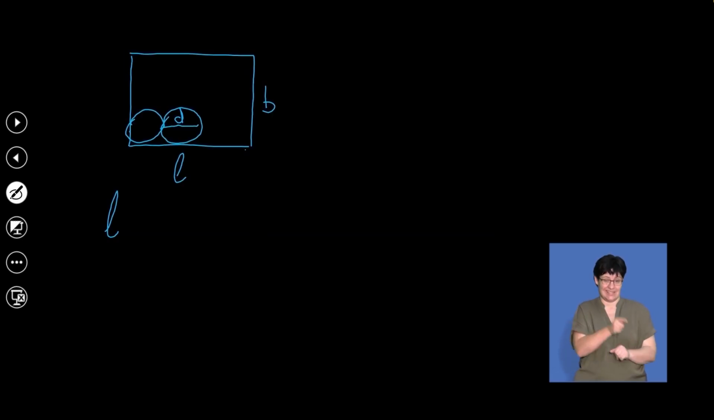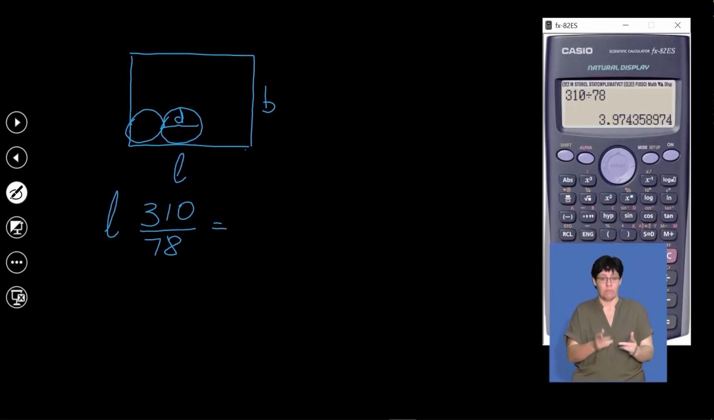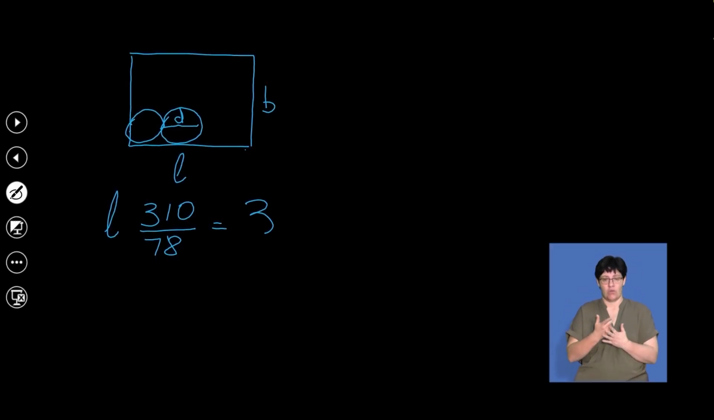So let's go to the calculation. My length is 310 divided by 78. That's how many will fit into the length. So now let's get my calculator out, and I'm going to take my 310 and divide it by 78, and I'm going to get an answer of 3.97. Now, even though it's nearly 4, I can't fit the fourth one into the box. It's going to expand out the box. So I always have to round down in this case. So on my length, I've got 3.